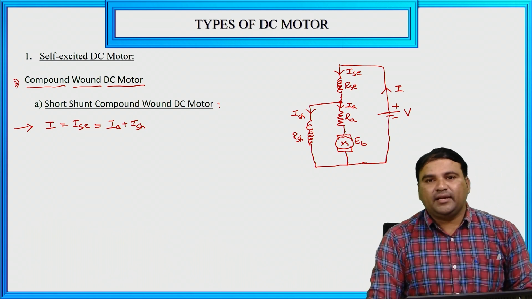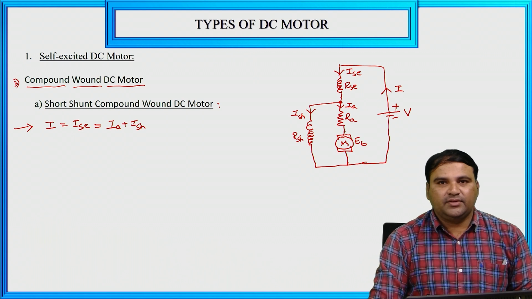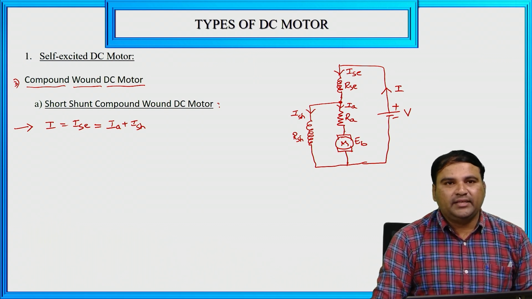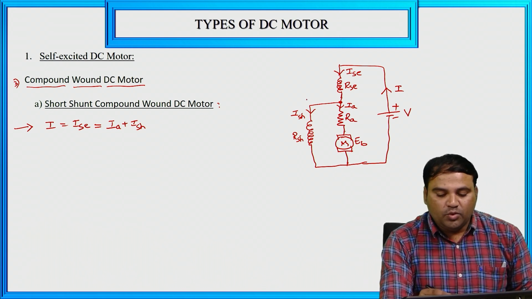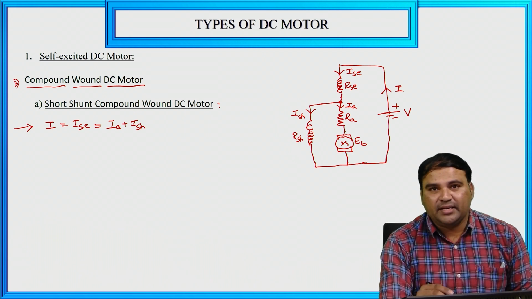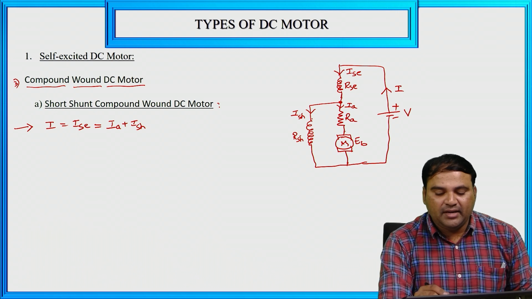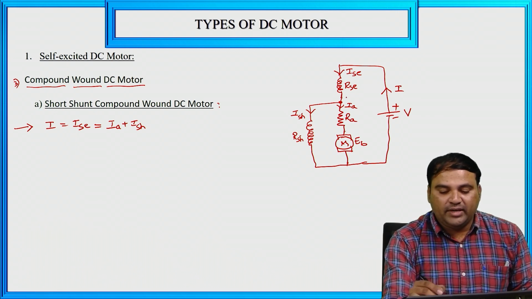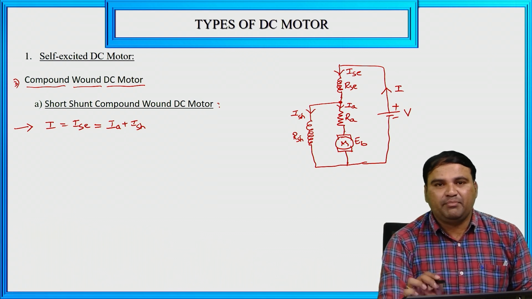So total current I equal to ISC equal to IA plus ISH. Okay. So now we have to write the ISH equation, means shunt current equation. In this, it is a parallel circuit, so these all are connected in parallel, right? In this parallel circuit, voltage drop in this branch is equal to voltage drop in this branch. So these voltages are same only because it is a parallel.